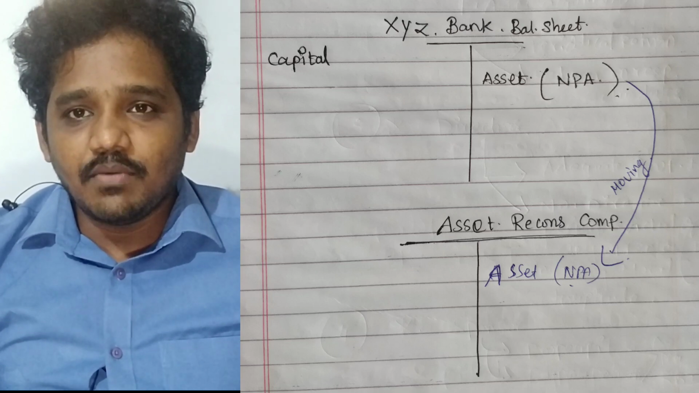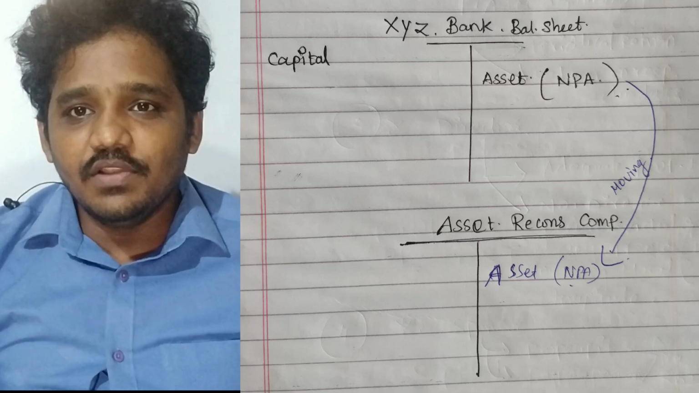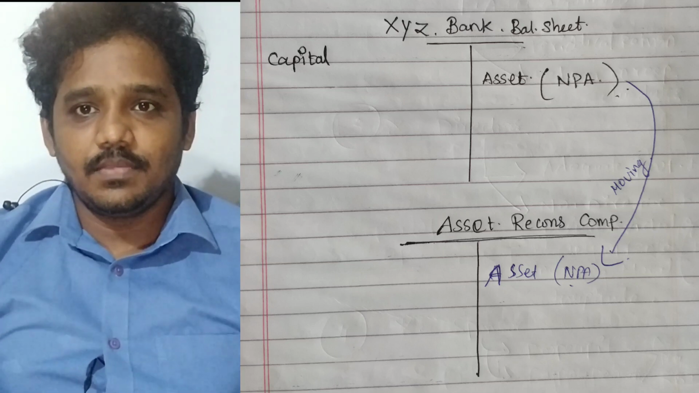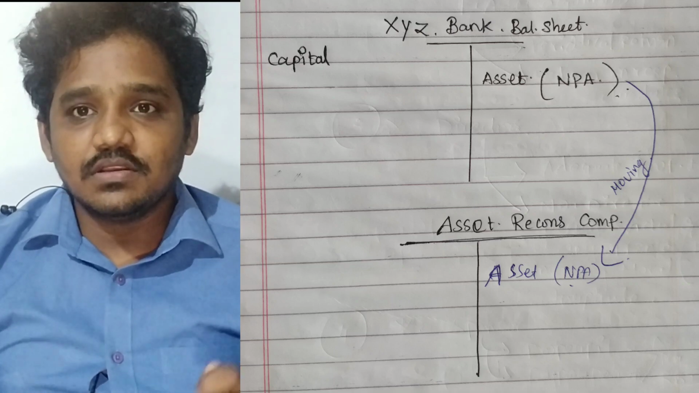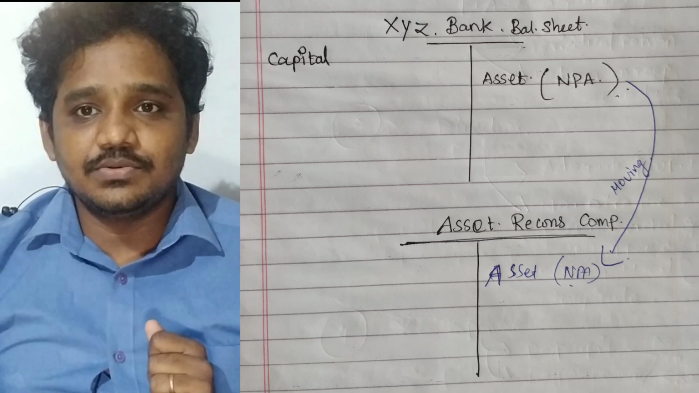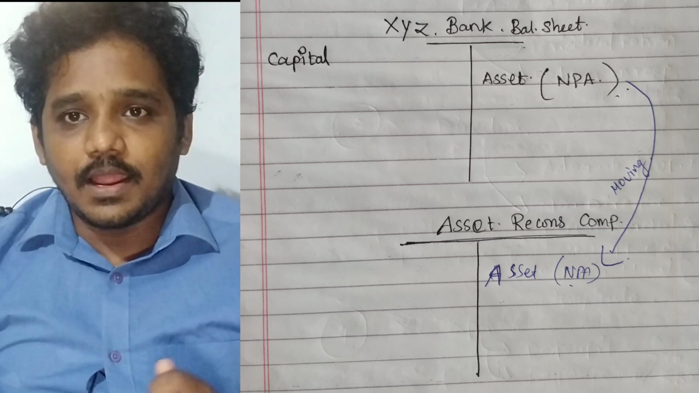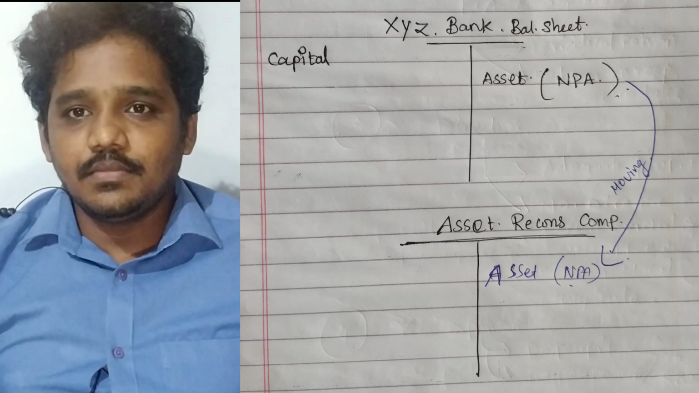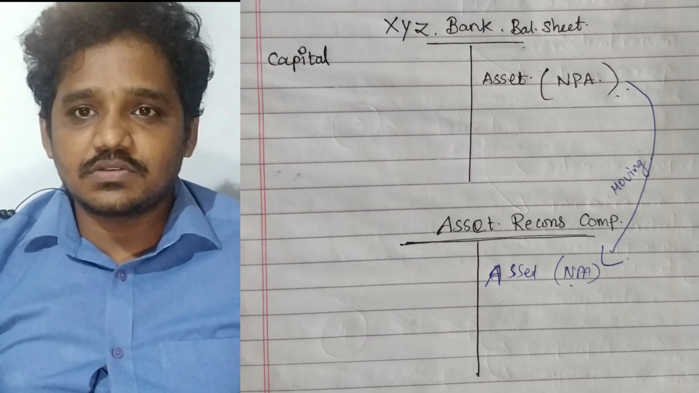In the meantime, asset reconstruction companies will give an advance to the banks. Asset reconstruction companies will give money to the banks and financial institutions upfront, and they will do the realization at a later point of time. So, that's the securitization process.